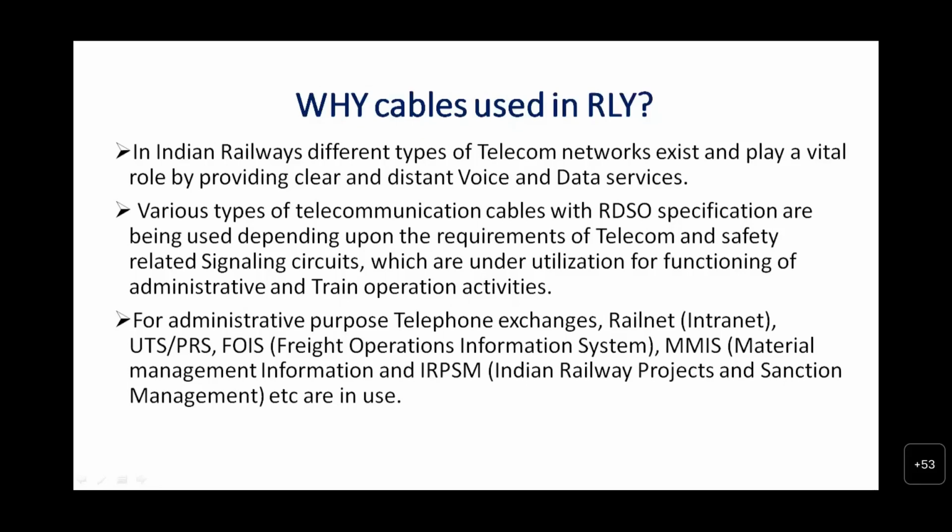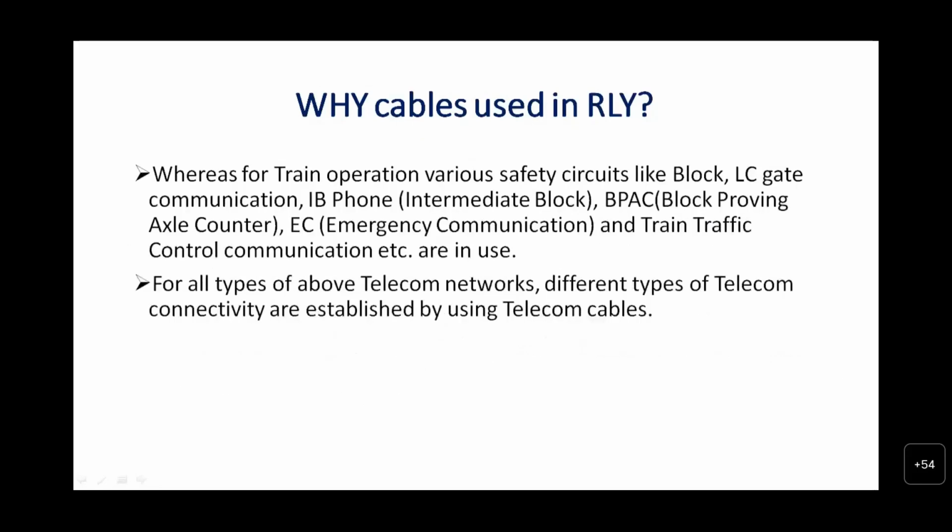And for administrative purposes, the cables are being used for telephone exchanges, RailNet, UTS, PRS, voice, MMIS, IRPSM and other applications. Similarly for train operation, various safety circuits like block, LC gate, IB, BPSC, EC, and train traffic control communications are used, and apart from that, all other types of networks in railways. So different cables are being utilized.